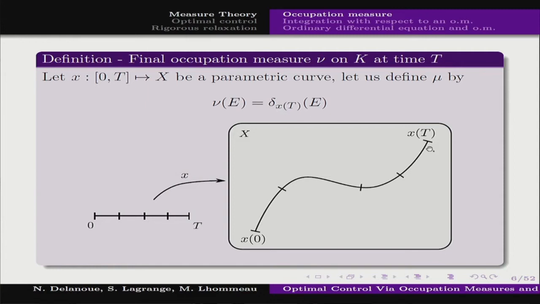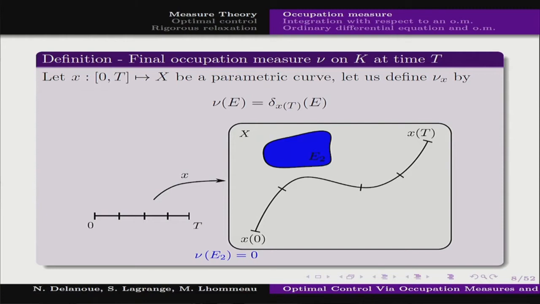Now if I have my set X, I can say that the measure of the set E1 is equal to 1, because E1 contains the end of the trajectory. And this one is 0 because it does not contain the end of my trajectory. So this is nu, the first occupation measure.